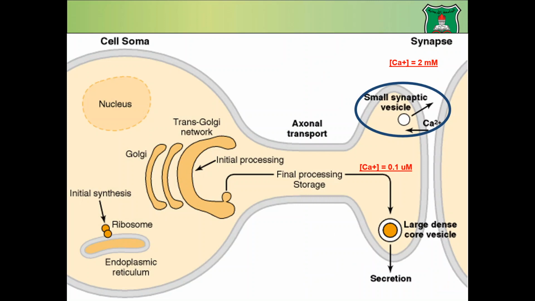Now, as I mentioned before, release or fusion of the large dense core vesicles that contain the neuropeptides requires influx of a large concentration of calcium ions, and the site of influx can be far away from the site of fusion of these vesicles. On the other hand, with the small synaptic vesicles, the fusion with the plasma membrane occurs close to the site of entry of calcium ions, and that just shows the concentration of calcium, the amount of increase of calcium ions inside cells once they get into the cells.